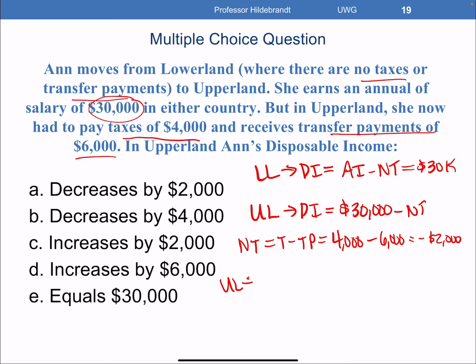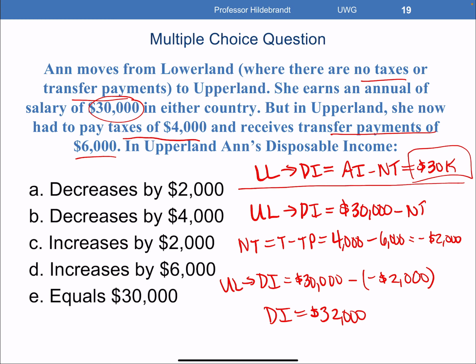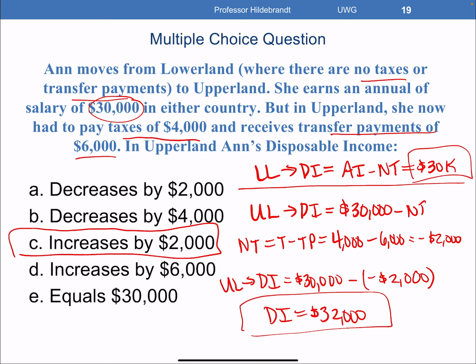So in upper land, Amy's disposable income, and I think I called her Anne earlier, sorry y'all, is $30,000 earned minus those net taxes of negative $2,000. Be so careful with your signs here, guys. So that becomes a positive, and so her disposable income in upper land is equal to $32,000. So comparing that to what she earned in lower land, what is our answer here? Our answer is C. Her disposable income increases by $2,000. So although she has to pay taxes now, she is actually better off.